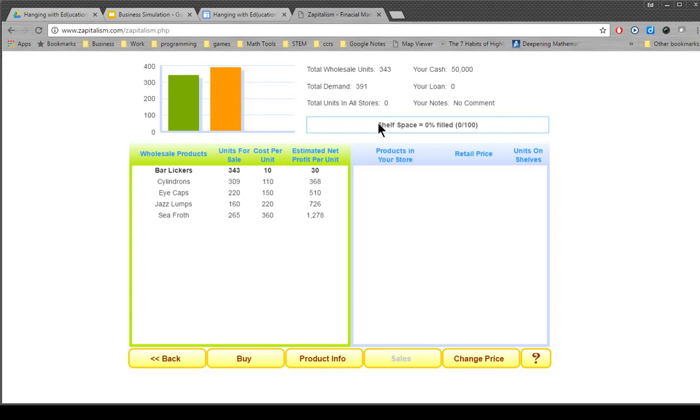The 100 spaces that you fill, you can buy all of these if you want, but which one? Do you want 100 of one of them? Do you want to diversify? Just 1 or 2? Just that decision is going to prompt a lot of discussion.